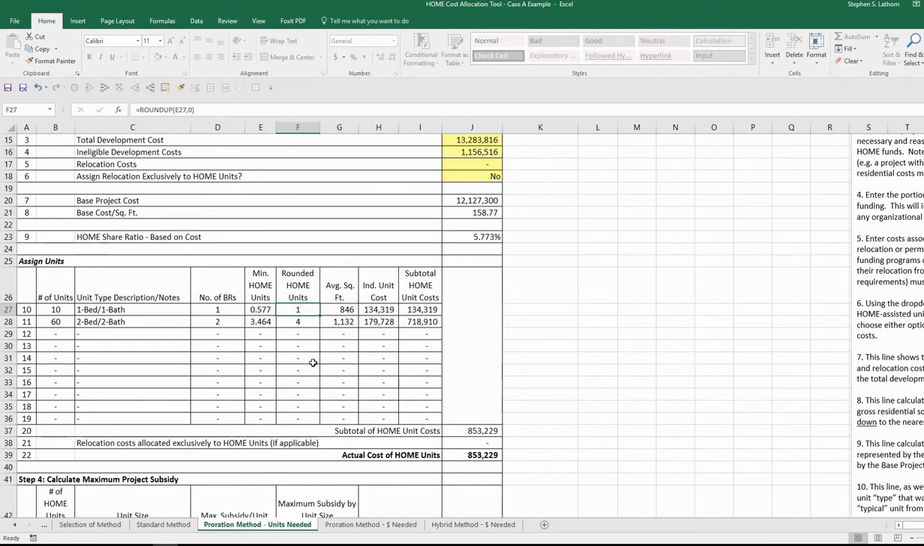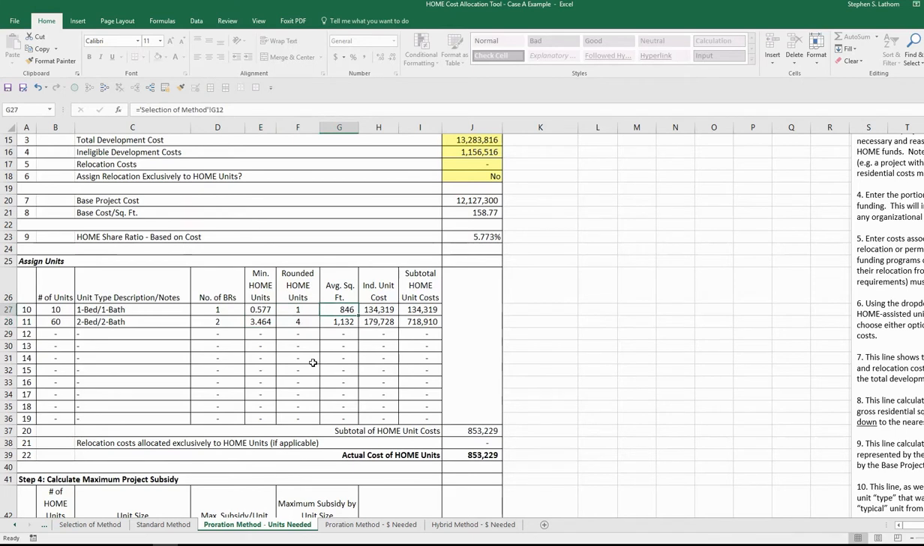So we need one home unit among the one bedrooms, and in this case, we take the percentage, multiply it by 60. We get 3.464 is the minimum number of home units, but in real life that means we need to give 4 home units. So you see that we will have 5 total home units in this project.